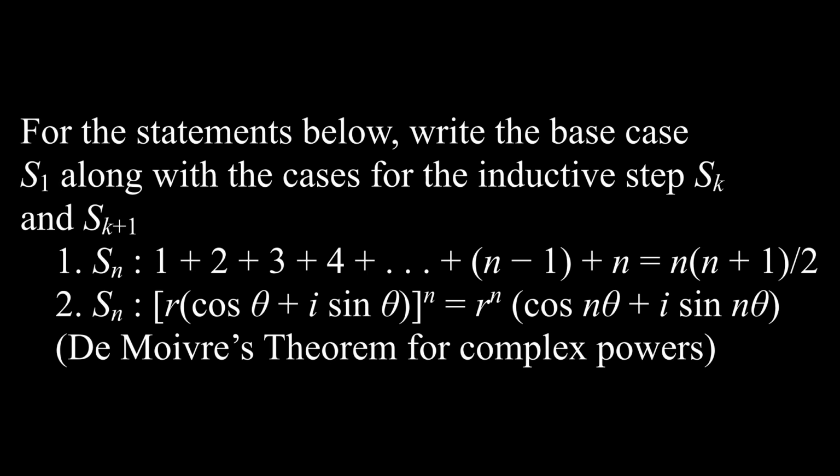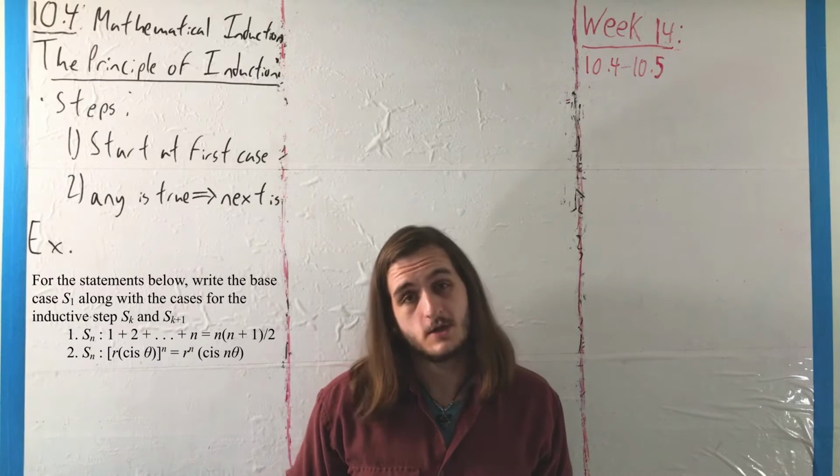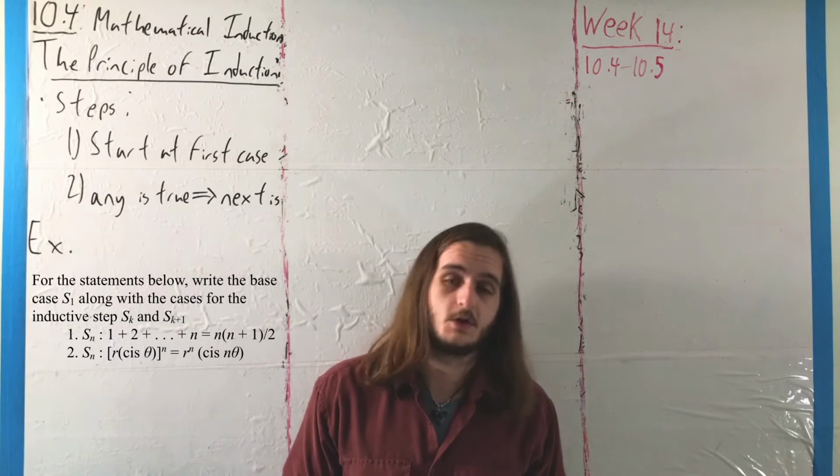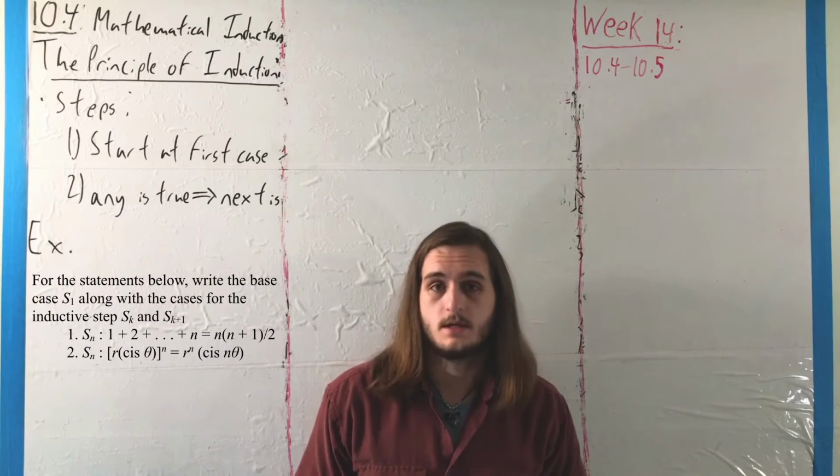And then for our second statement, we have that r cosine theta plus i sine theta raised to the power n is equal to r raised to the power n times cosine n theta plus i sine n theta, which is, as we may remember, de Moivre's theorem for complex powers. So I said we'd be looking at these again when we got to induction, and we will. These are the two things we're going to see arguments for using this kind of process.